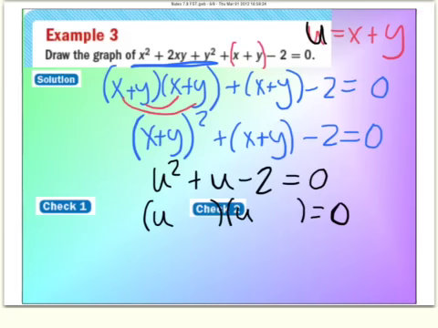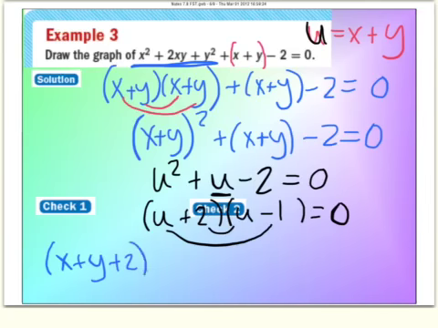So I would have to do a plus 2 and a minus 1. Double check it: that would be a 2u and a negative 1u, which would be the 1u right here. Okay, so it's fully factored, and now I need to put back in there the x plus y that we started with. So u is x plus y, so I'm going to put x plus y, then plus 2, and then an x plus y and a minus 1, and then we get that equal to 0.